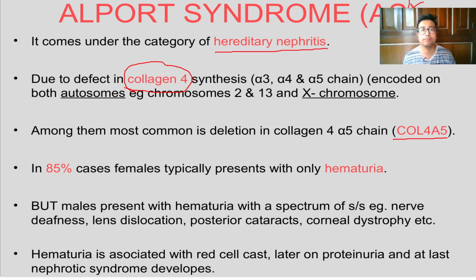So defective type 4 collagen will mainly affect the kidneys. Therefore it is also referred to as hereditary nephritis. There are other causes of hereditary nephritis, but Alport syndrome is one of them. And typically 85% of female patients only present with hematuria. There will be no other problem. The problems of other connective tissue disorders, I mean skin rash, joint pain, etc., will not be there. The main problem will be hematuria, blood in urine.